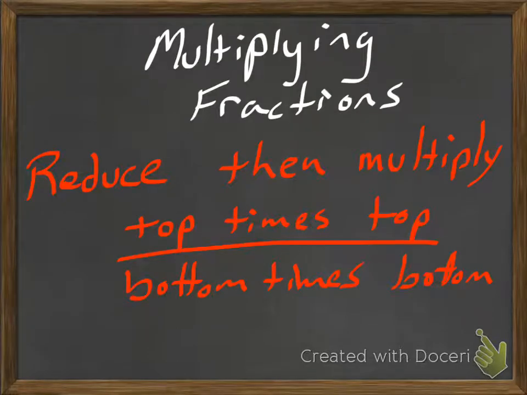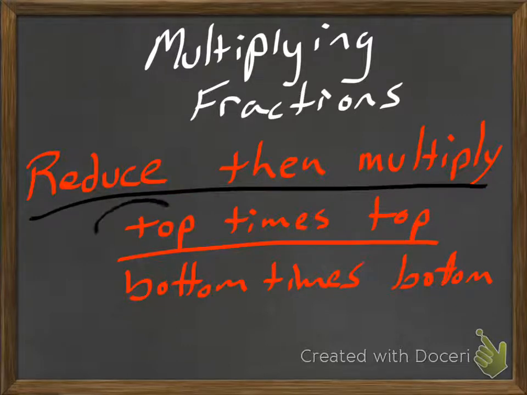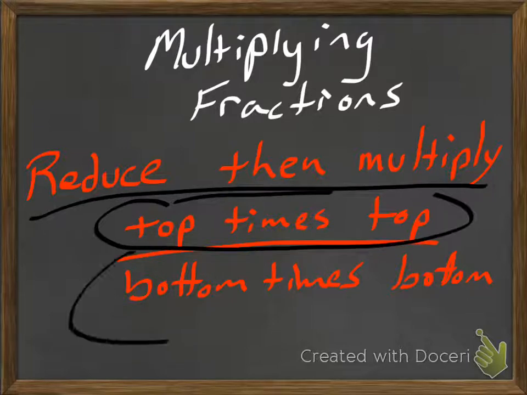Alright, multiplying fractions: reduce, then multiply. You're going to reduce and then you're going to multiply. The reason why you do this is because it makes the numbers that you're multiplying smaller. Now here's the deal. If you don't like doing it that way, if you want to multiply first and then reduce and make it harder on yourself, that's fine. But this is the better way. If you reduce and then you multiply, and the way you multiply is you do top times top and bottom times bottom.